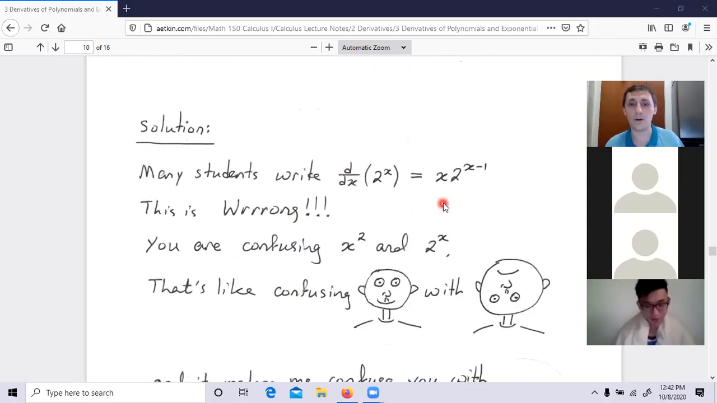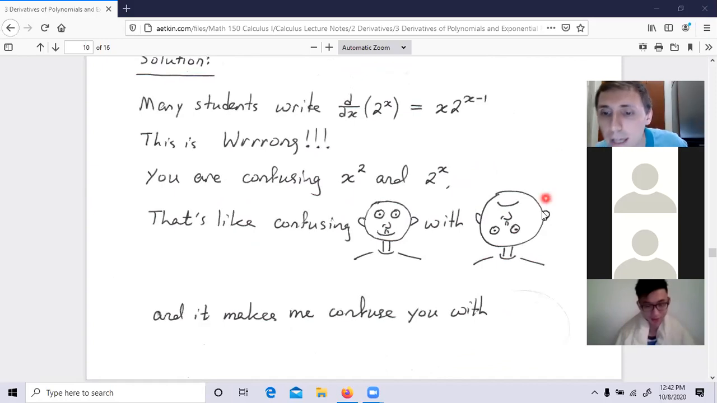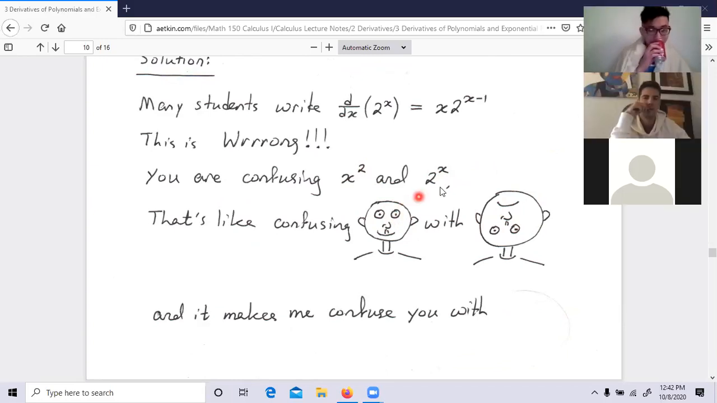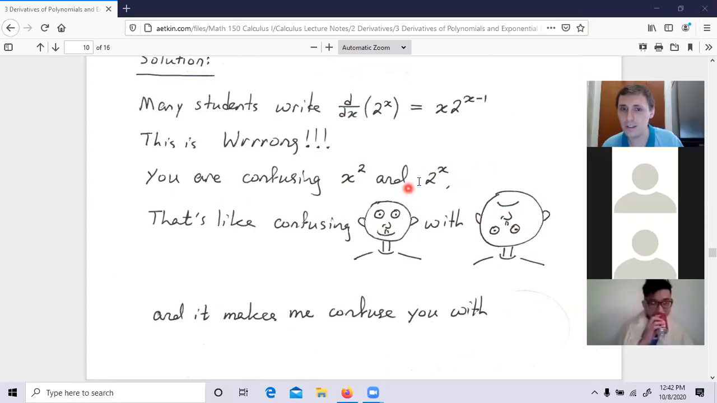So here, this is wrong. And here is what you were confusing if you used this, what do you call it, power rule, right? Here is the polynomial phase. It's x squared and 2x. You understand? We have x squared, which follows because it's a polynomial and follows the power rule. And what is 2x? It's this. You understand? This is what you're confusing. It's a very, very different creature. Do you understand? 2 to the x and x squared are entirely different creatures.